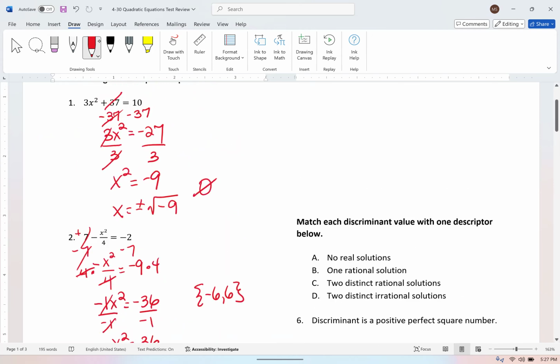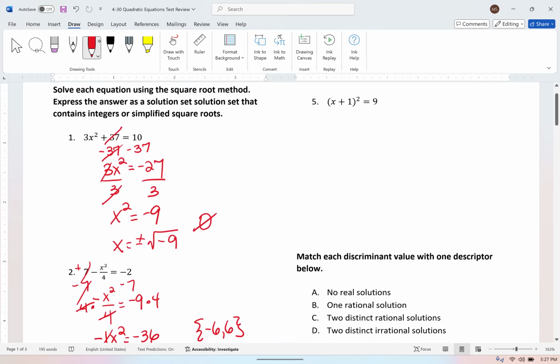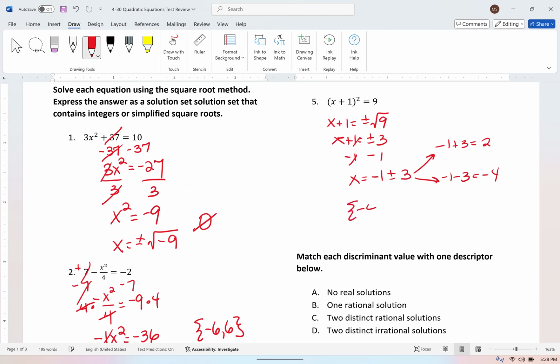Continuing on with the next part. Again, we're going to solve this problem. So we're going to get rid of the square. So I'm going to take plus or minus the square root of 9. That's plus or minus 3. So now I'm going to get rid of the 1. So this would be negative 1 plus or minus 3. So negative 1 plus 3 is 2, and negative 1 minus 3 is negative 4. So our solution set is negative 4 and positive 2.